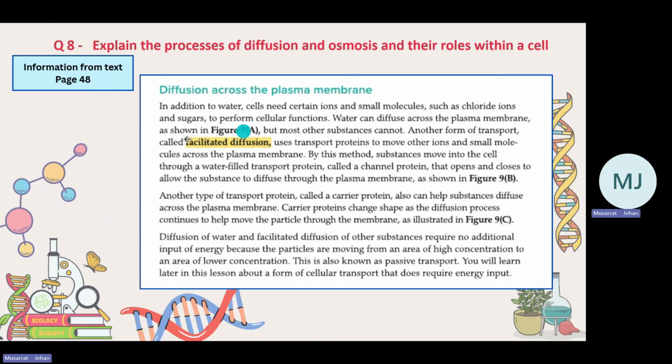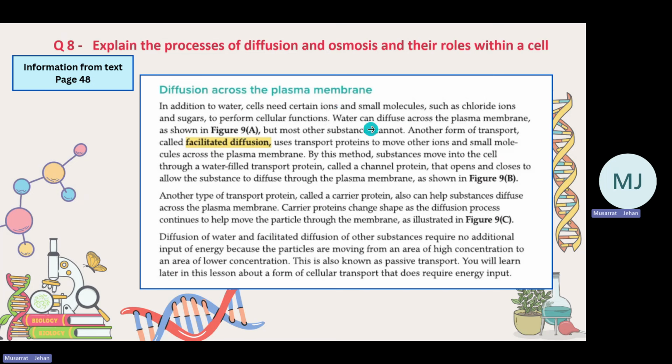Now, what is facilitated diffusion across a plasma membrane? This you understood, right? And another question about this only. In addition to water, cells need certain ions and small molecules. They don't only need water, they need ions, they need small molecules, like chloride ions and sugars, to perform functions. Water can diffuse. Now, this was asked once.